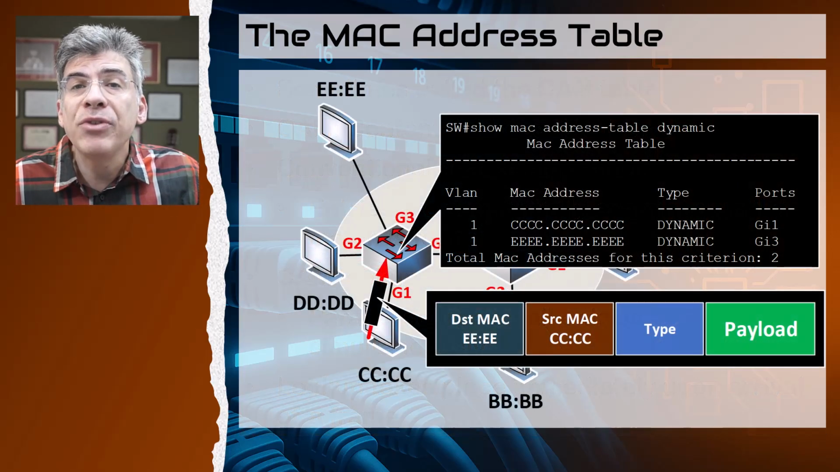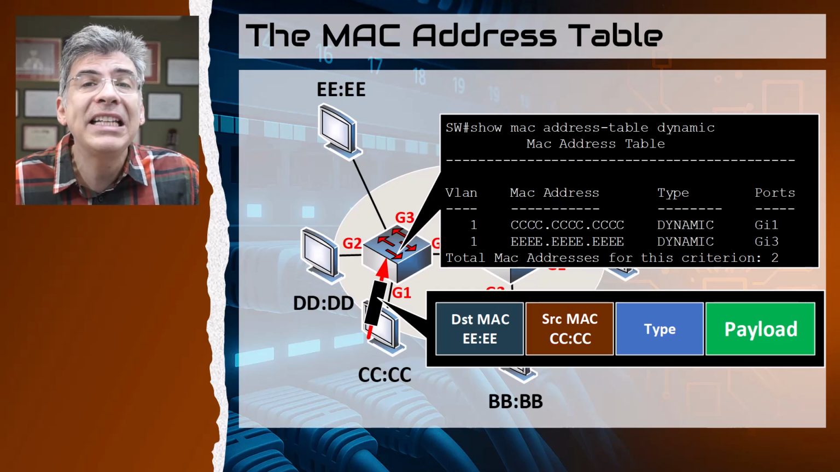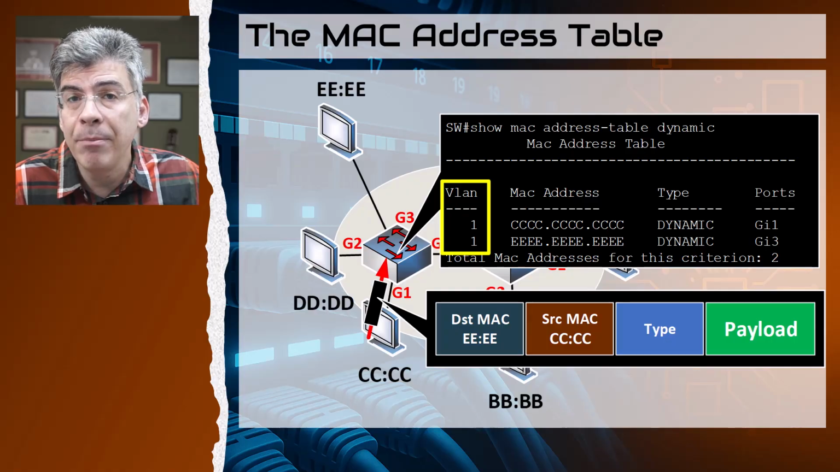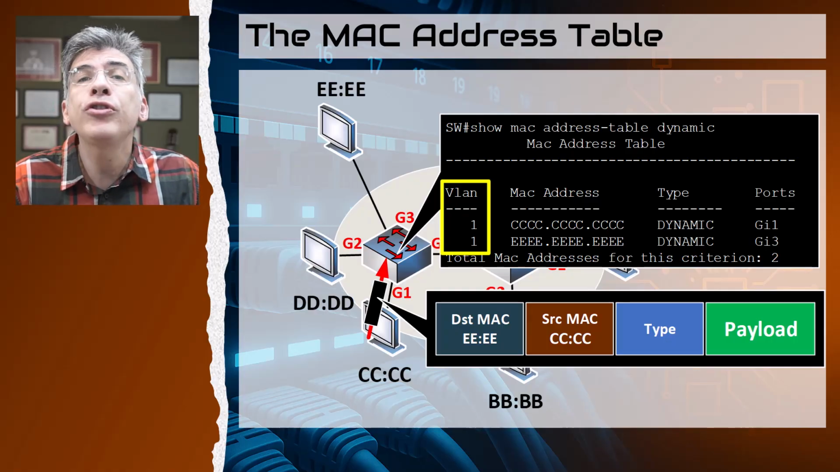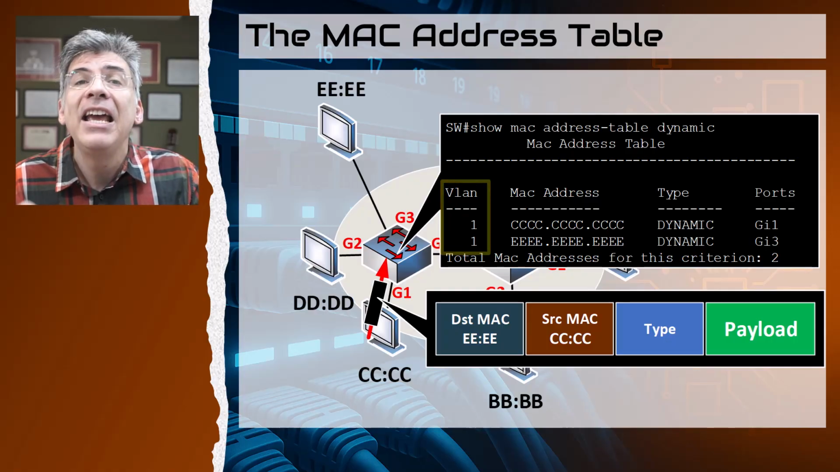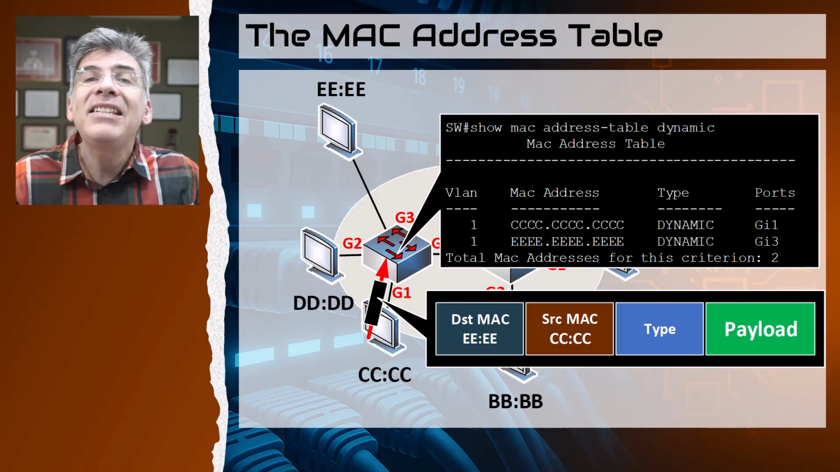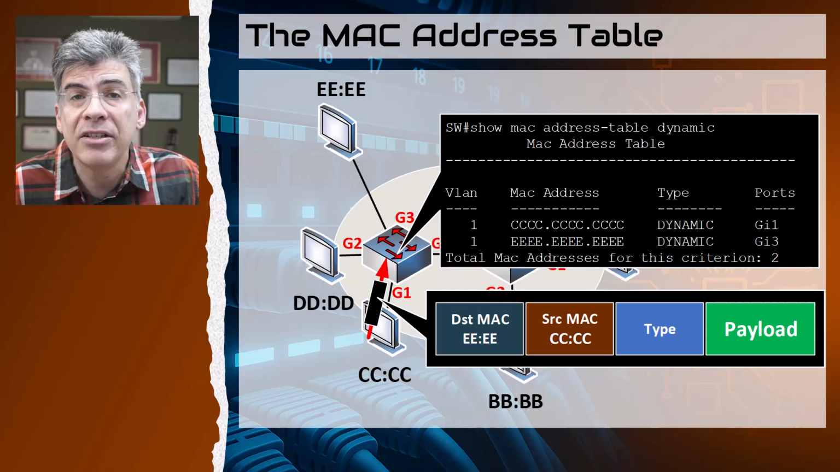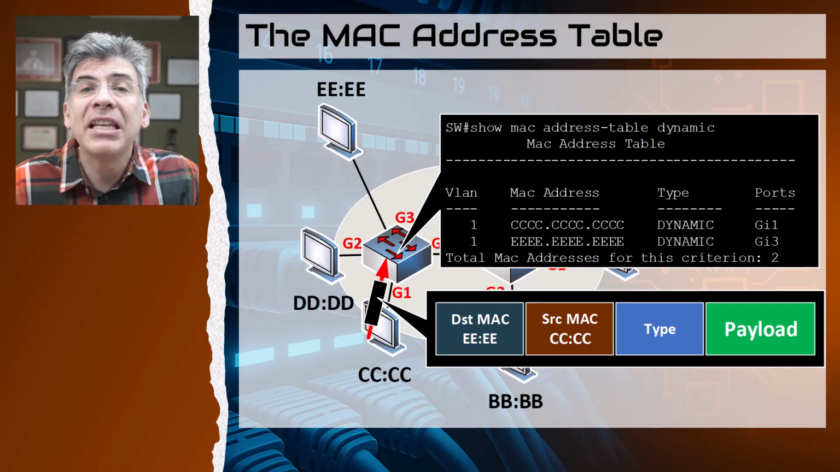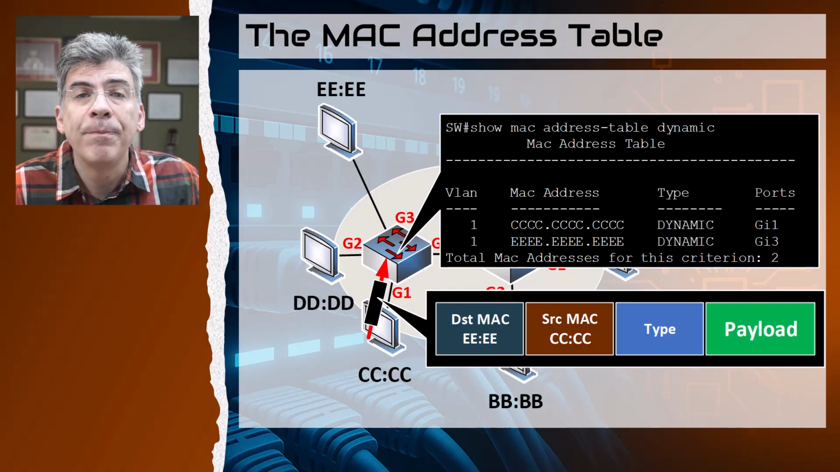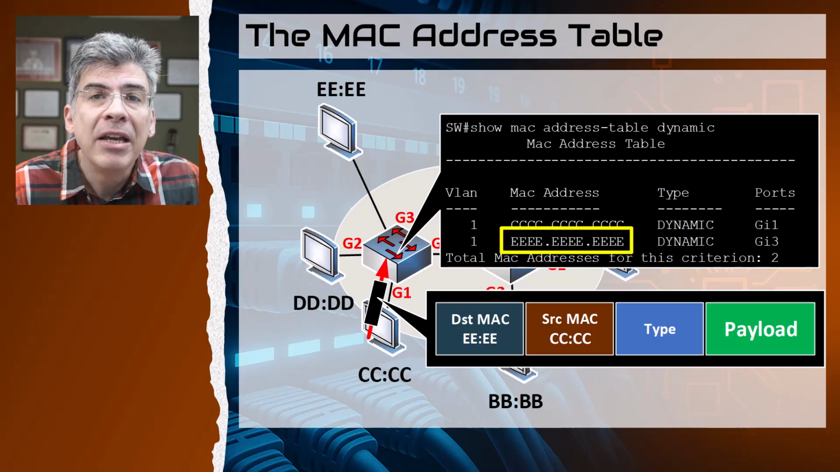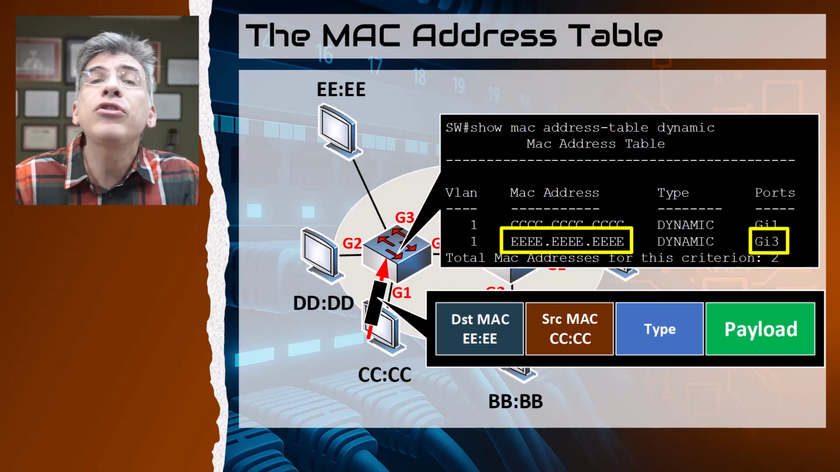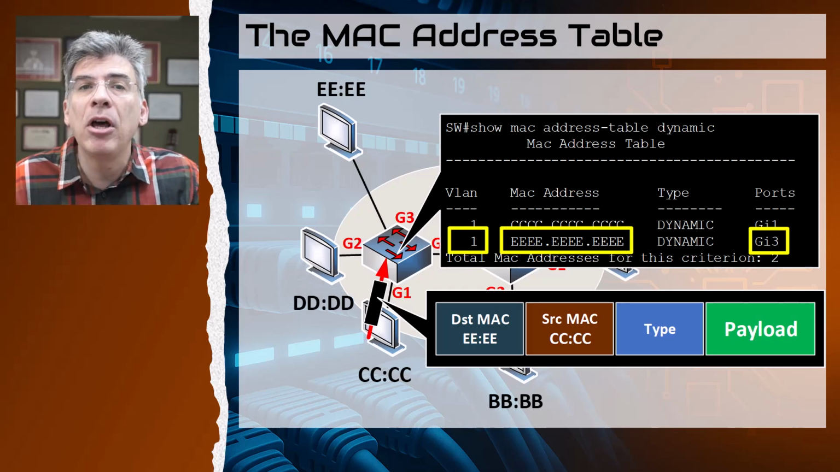Now, in the MAC address table on some switches, you will typically see one more column of information, and that's the VLAN number. The MAC address table also marks down to which VLAN that MAC address belongs. This is necessary because VLANs create separate layer 2 broadcast domains within managed switches, something that we'll talk about in an upcoming video. When a switch receives a frame, it doesn't just need to know which port a destination MAC is on, it also needs to know which VLAN that MAC belongs to.